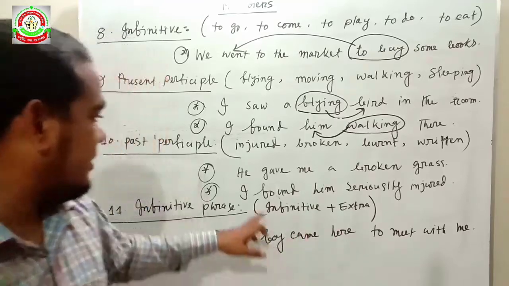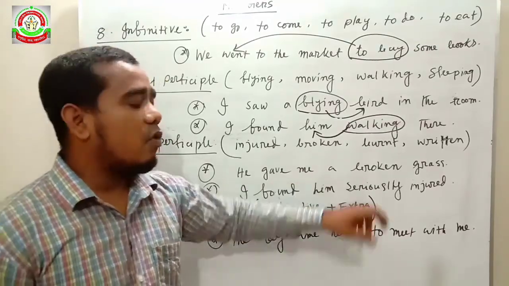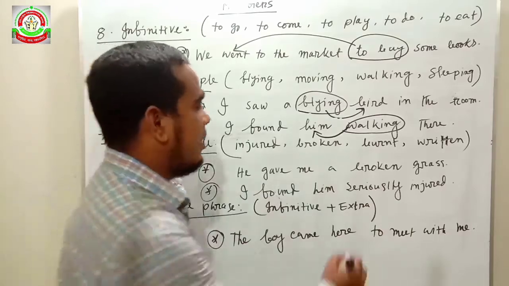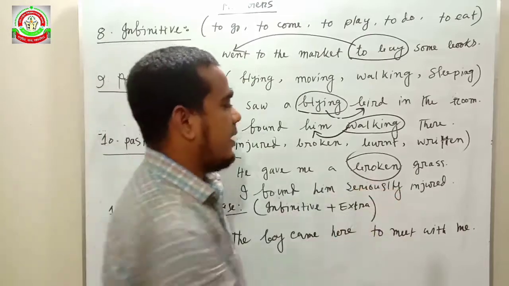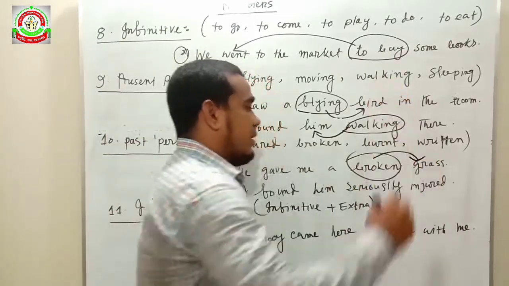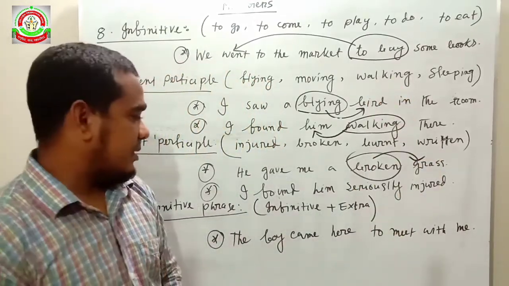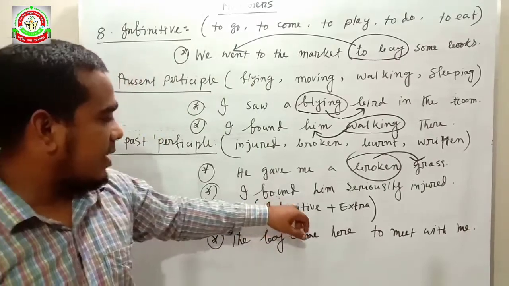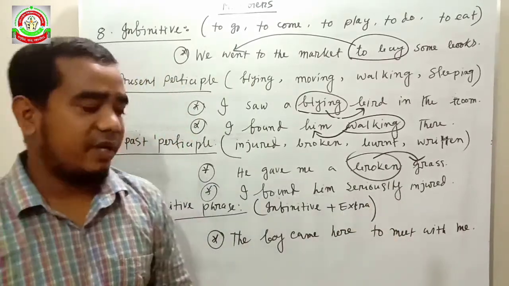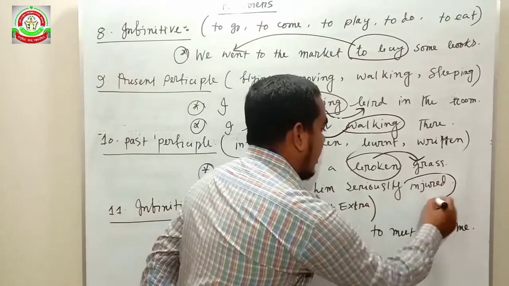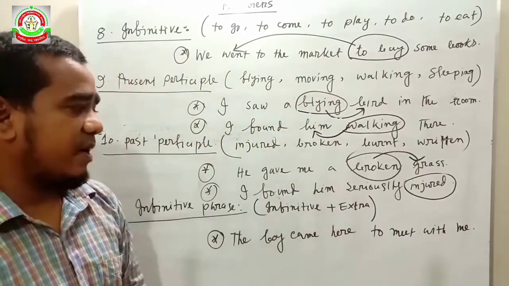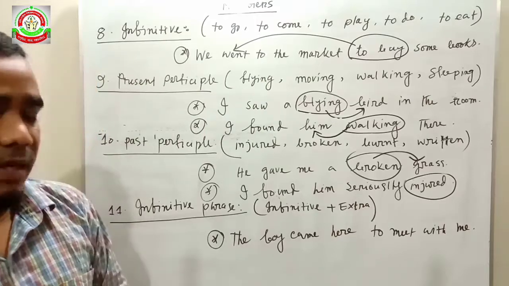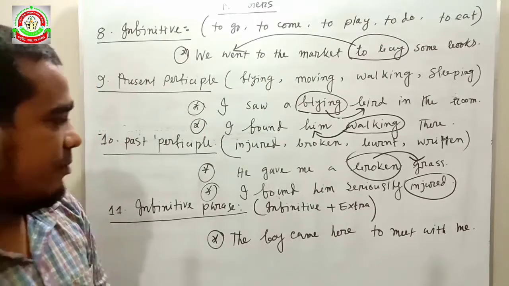Let's see the sentences. He gave me a broken glass. Here, broken is a past participle, it is a pre-modifier, and pre-modifies the next noun, glass. And the next sentence: I found him seriously injured. Here, injured is a past participle and it is a post-modifier. It is an adjective as well as a verb, but it is a non-finite verb.